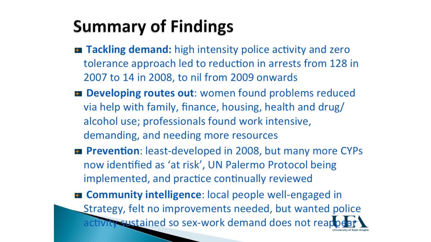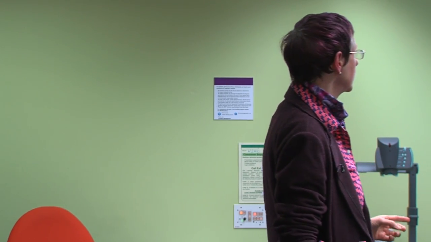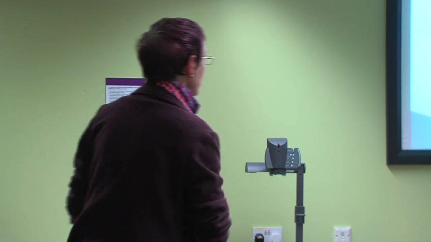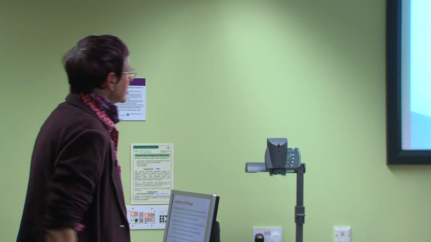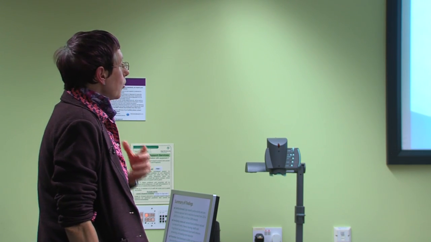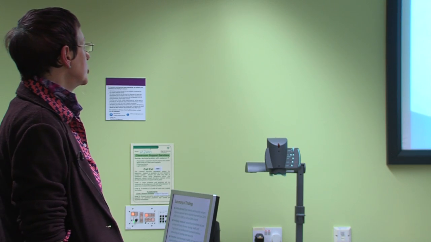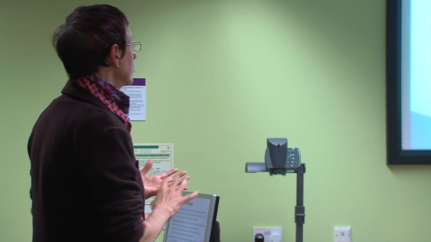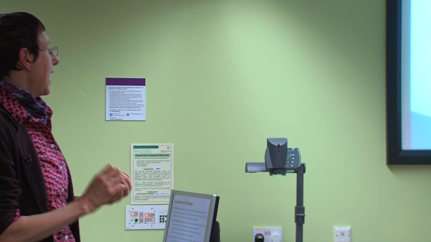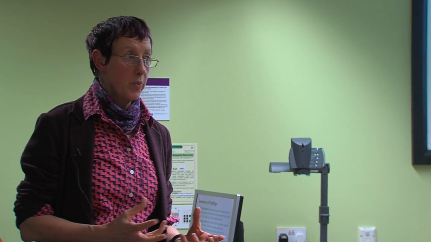So the high intensity police activity led to a dramatic reduction in arrests. It went from 128 in 2007 to 14 in 2008, and there have been none since. I mean, we did a dissemination event a few weeks ago, and there are still no arrests for kerb crawling. So in terms of, if you like, the PR, the surface of it, that was extremely successful. And in terms of developing routes out, we certainly found over that time, because some people we followed through over 4 years, the intensive study found problems reduced by help with, and it was this multi-agency approach to support with family, finance, housing, health, drug, alcohol use. And there was probably not enough resources, but there were certainly resources which made a difference, and I'll just say something very briefly about that.